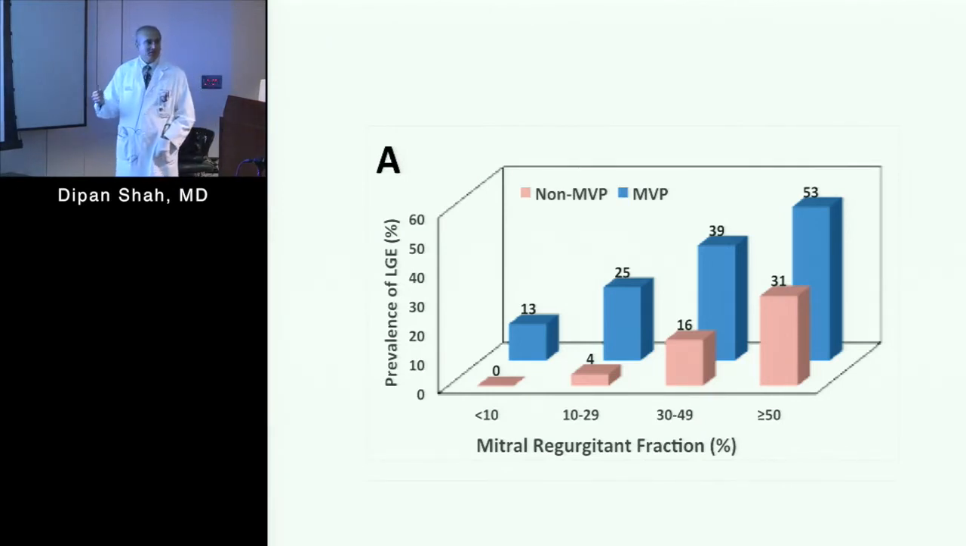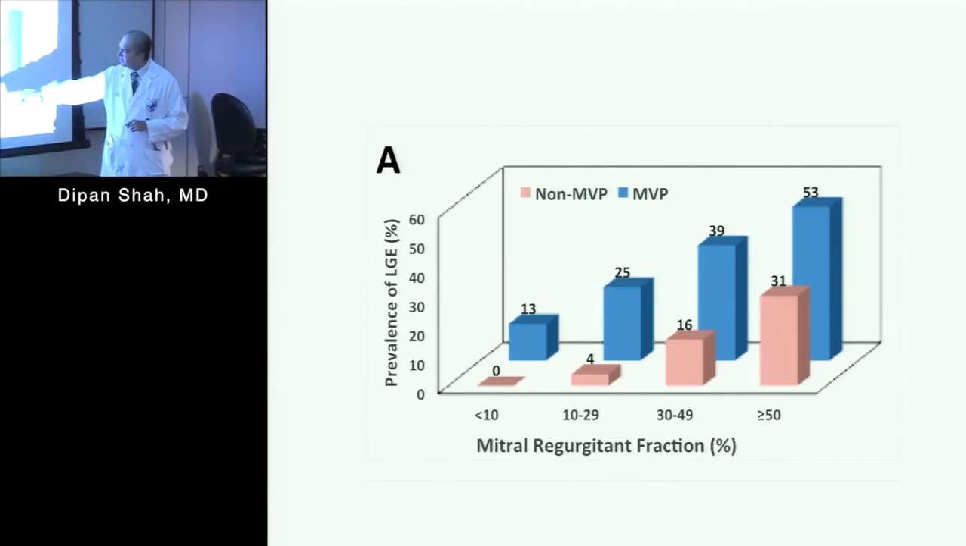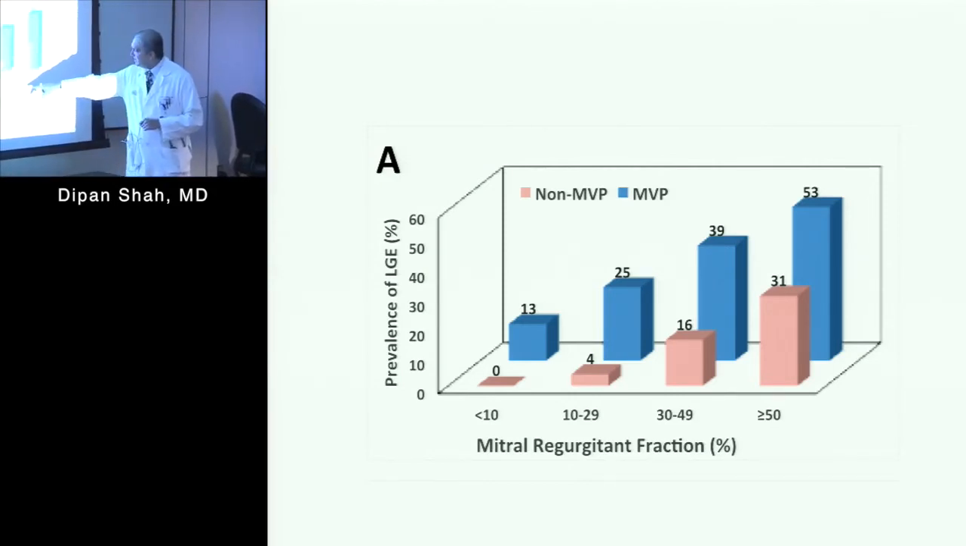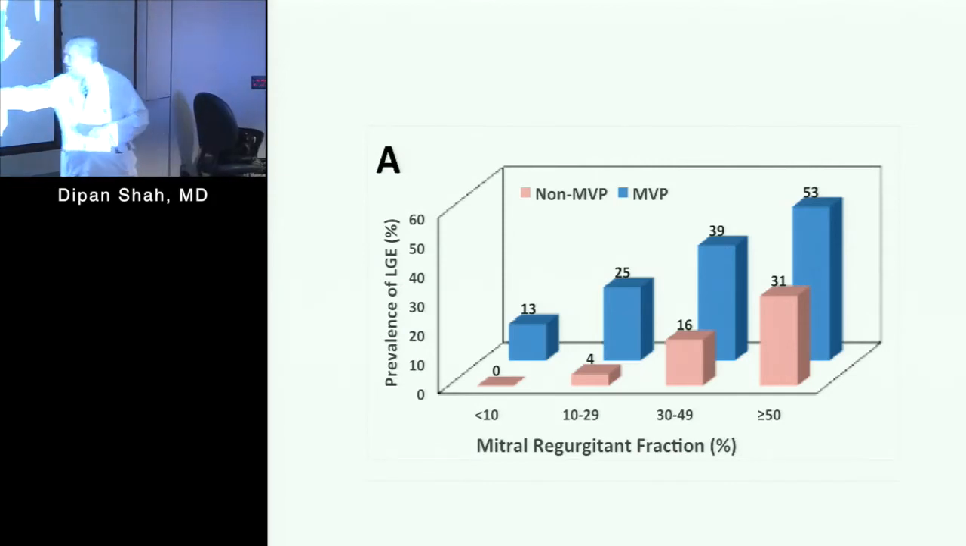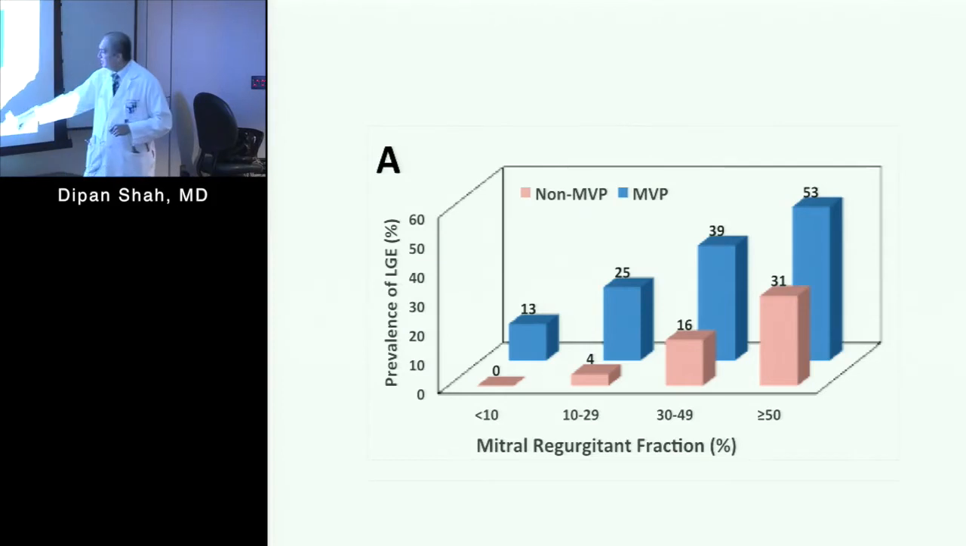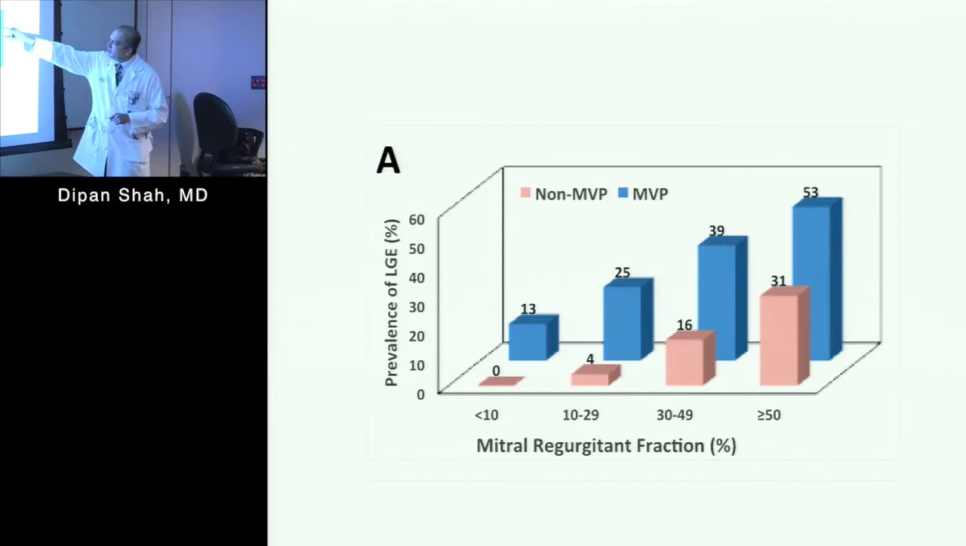The other question then was, is this just secondary to mitral regurgitation? Is it somehow mitral regurgitation that leads to fibrosis in the myocardium? So what we did is we stratified these patients by severity of MR. On the left-hand group is those with a regurgitant fraction of less than 10, then 10 to 29, 30 to 49, and then a regurgitant fraction of more than 50%. So essentially mild MR here, moderate MR in the middle, and severe MR on the right. The blue group is those with prolapse, and the red group is those without prolapse.